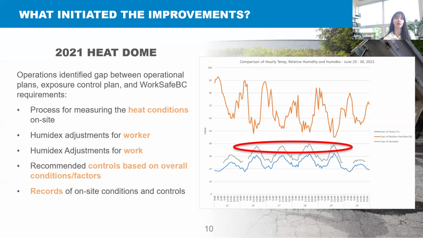So first off, we weren't measuring heat conditions on site. So we weren't taking an air temperature reading. We weren't measuring humidity. We weren't doing adjustment factors. We did have some controls being put in place, but they weren't lining up with a methodology for the measurement. And we weren't recording what controls we were putting in place. So we had a number of different gaps that we wanted to address for the 2022 season.